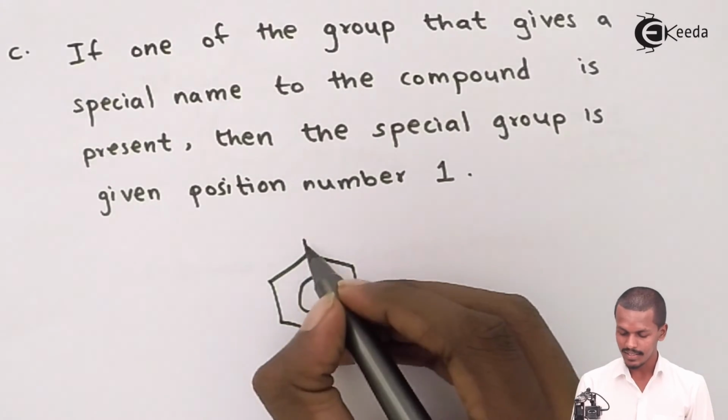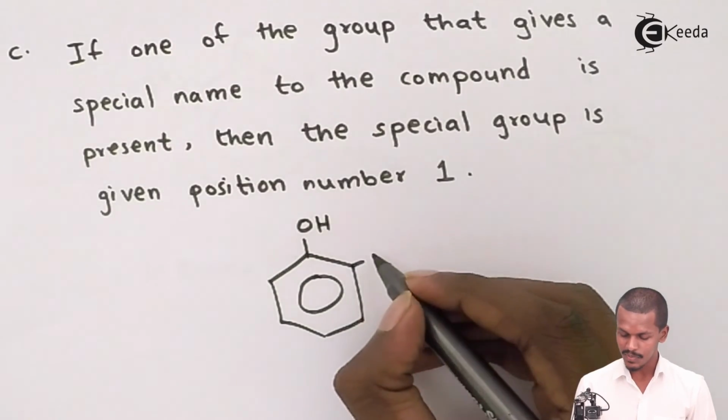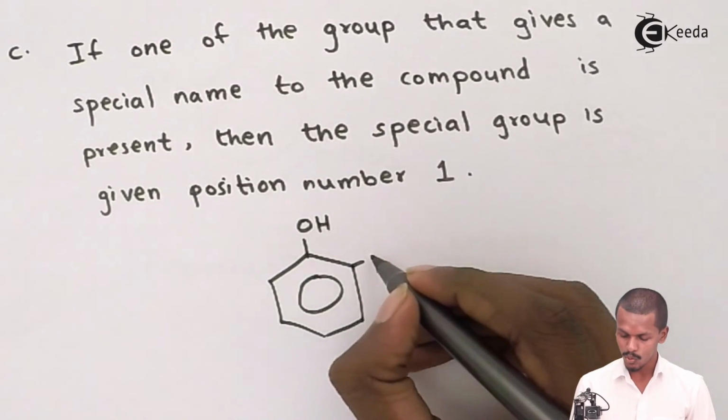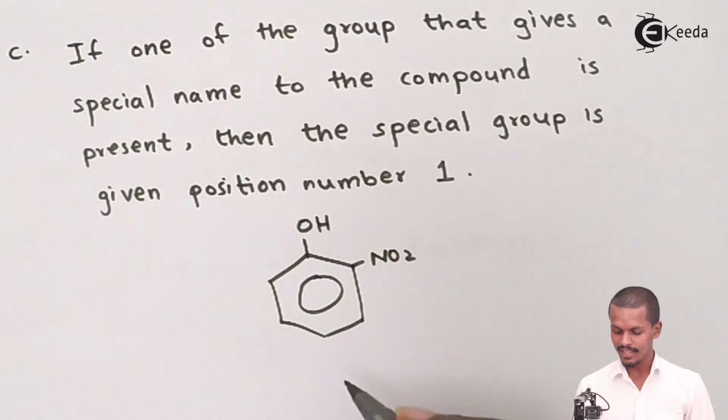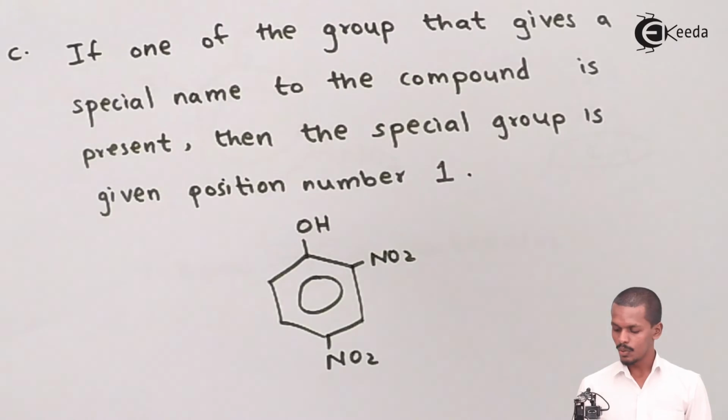Suppose this is the OH group attached over here, and the other groups are nitro groups, that is NO2, and here again a nitro group, NO2. Again we have to select in such a way that the least combination is obtained, and in this case the special compound obtained is nothing but phenol itself. So this is the phenol that we could get.